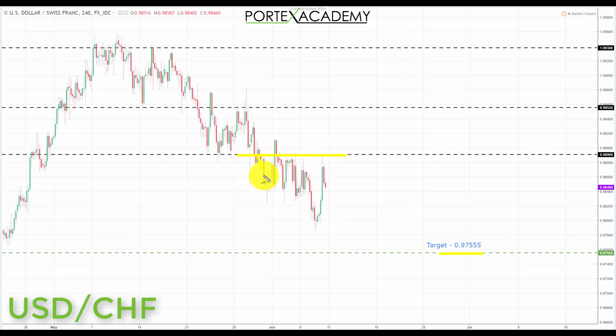And this is just another example of how the markets were really choppy in the last week. We started the week over here and we ended the week pretty much back at the same place. So very simply put, not much has changed here in the US dollar Swiss franc.